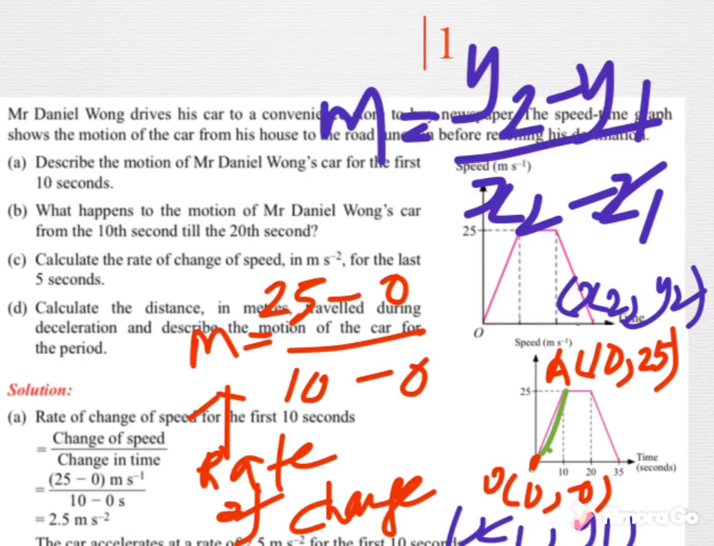Example 1. Mr. Daniel Wong drives his car to a convenience store to buy newspapers. The speed time graph shows the motion of the car from his house to the road junction before reaching his destination.